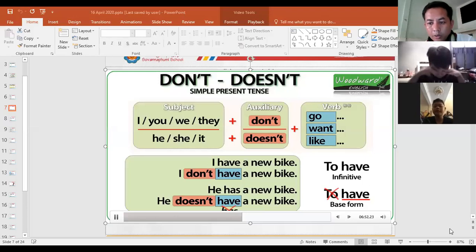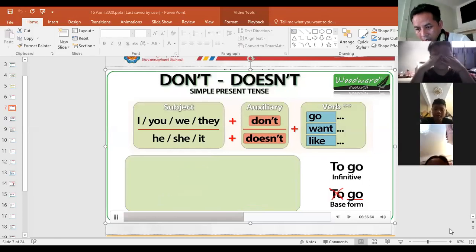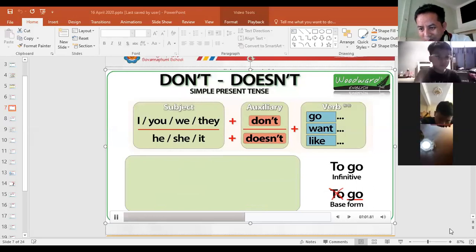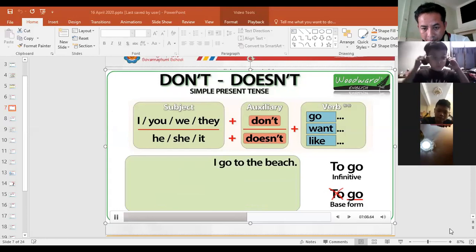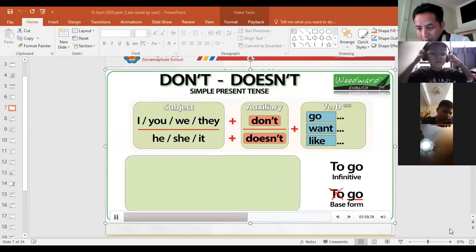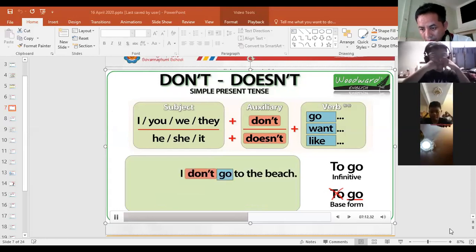Okay, one more. Let's see sentences with the verb to go. To go is the infinitive. Its base form is just go. I go to the beach. What is the negative form of this? I don't go to the beach.